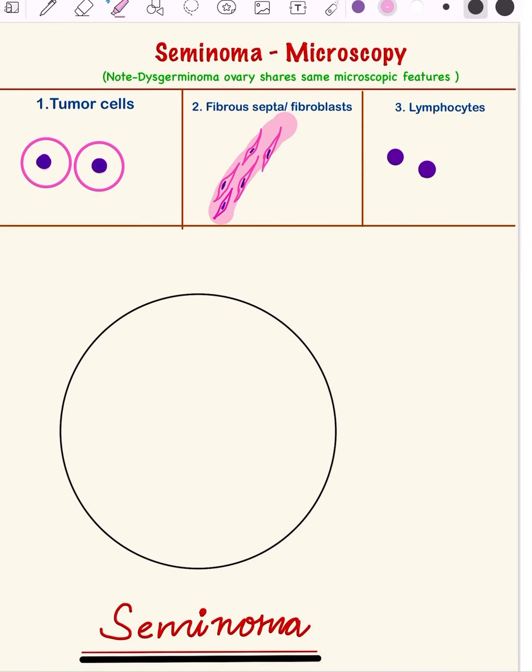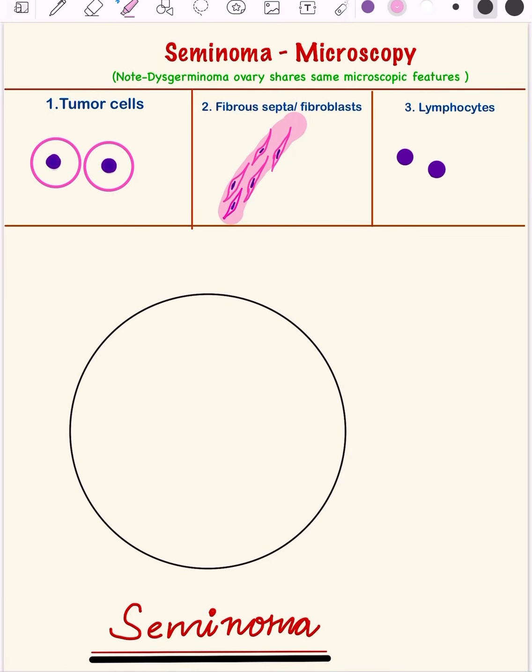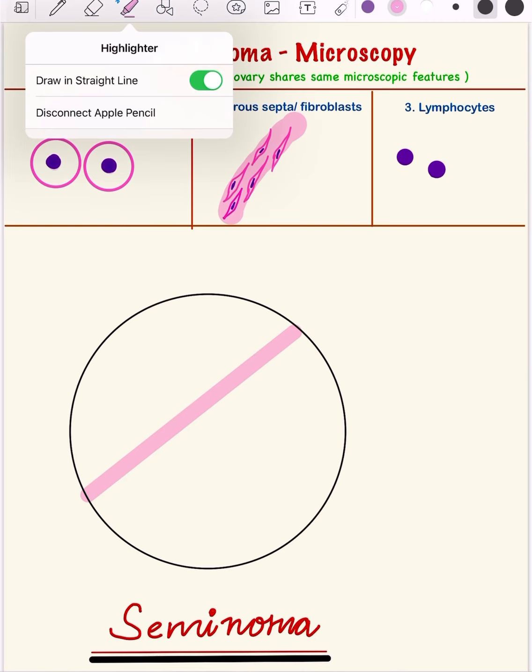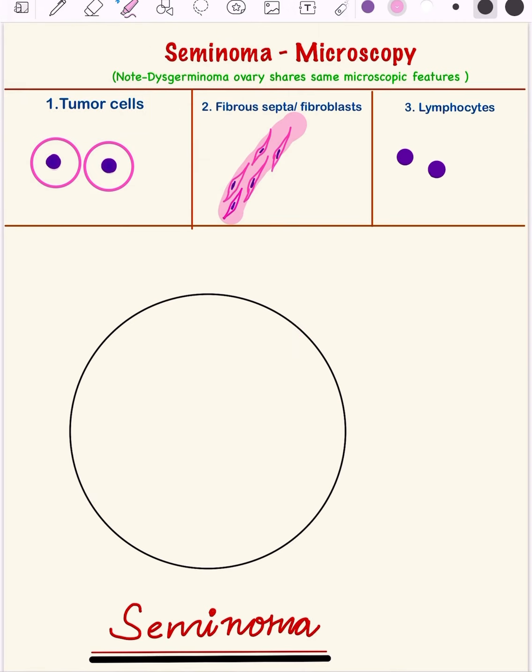And also important point is that the microscopy of seminoma is same as that of dysgerminoma of the ovary. So dysgerminoma of the ovary is the counterpart of seminoma in the testis. So if you know how to draw seminoma, then you also know how to draw a dysgerminoma ovary. Seminoma is the testicular tumor.